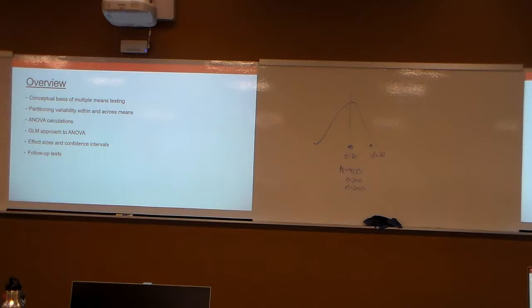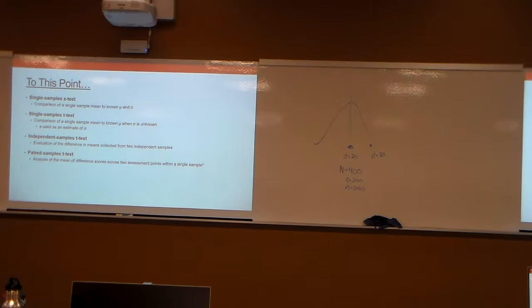We'll go through ANOVA calculations and a general linear model approach to ANOVA. We'll touch on that quickly. It's a good setup for the regression stuff we'll do next semester. Then effect sizes, confidence intervals, and we'll finish up with follow-up tests. The omnibus ANOVA piece is actually pretty easy. It's not that much to it. It's deciding how to take that omnibus test, break it down, and figure out exactly what's happening.